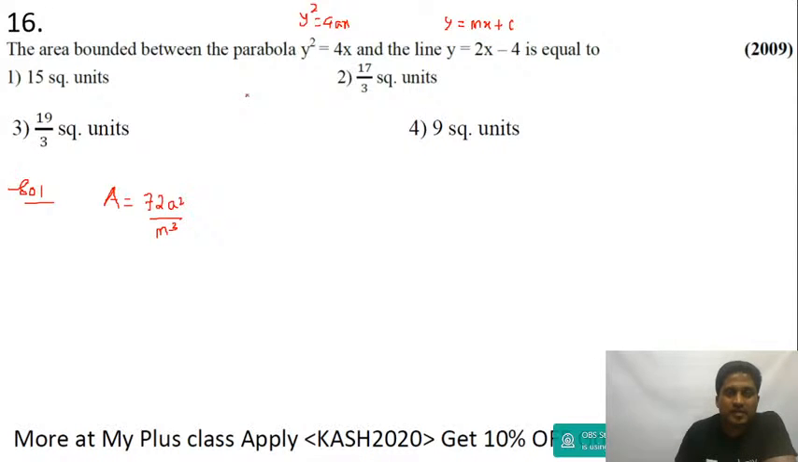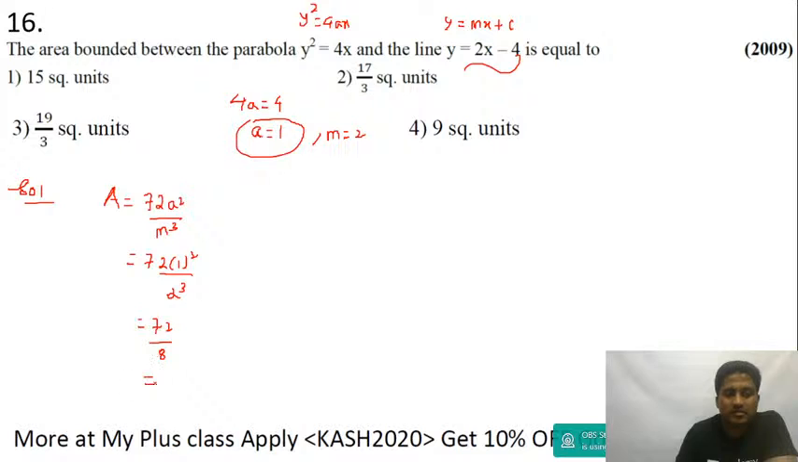If you compare, you get 4a is equal to 4, so a is equal to 1. And if you compare with the y equal to mx plus c form, m will be equal to 2. So this is equal to 8a square by 3m cube, with m cube equal to 2 cube. You will get 9 square units. Okay, that's the last option, D.